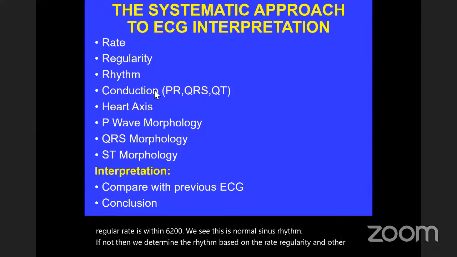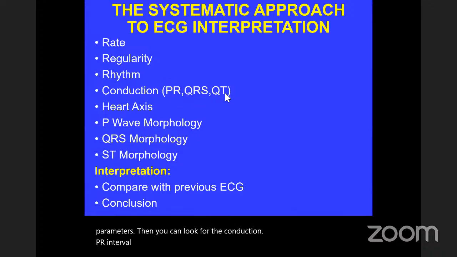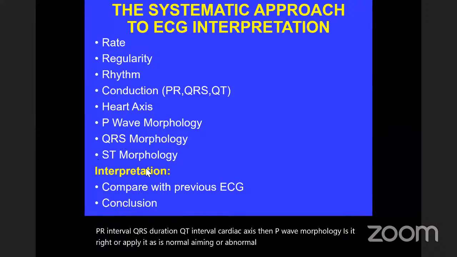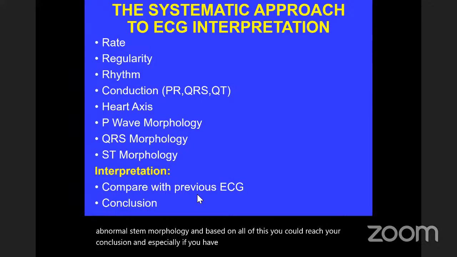Then you can look for the conduction: PR interval, QRS duration, QT interval, cardiac axis, then P wave morphology, is it upright or is it abnormal, QRS morphology, normal or abnormal, ST morphology. Based on all of this, you reach your conclusion, especially if you have a previous ECG to compare with, if there is a significant change compared to the baseline ECG.